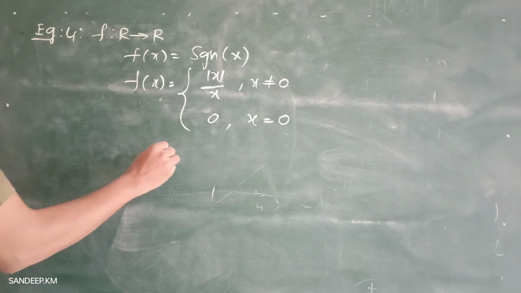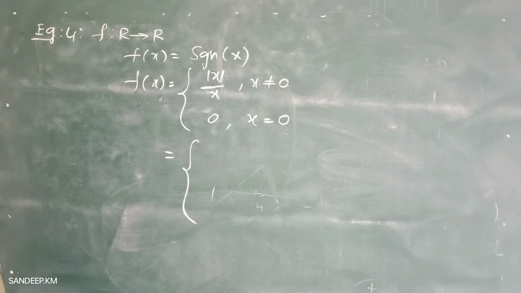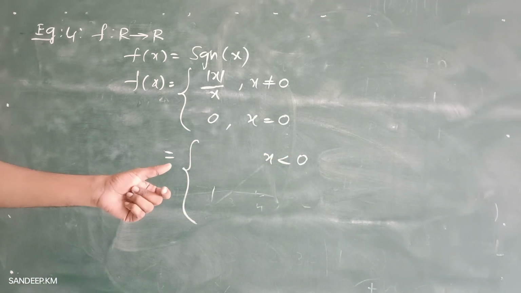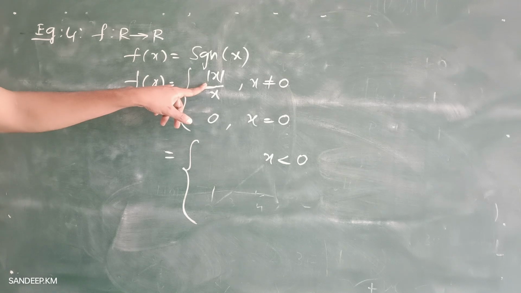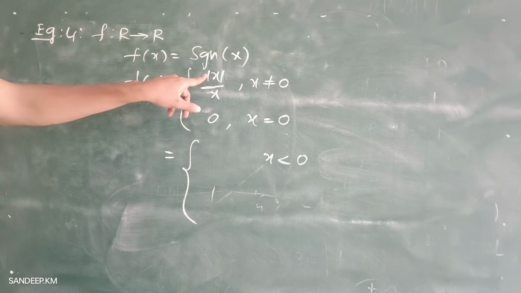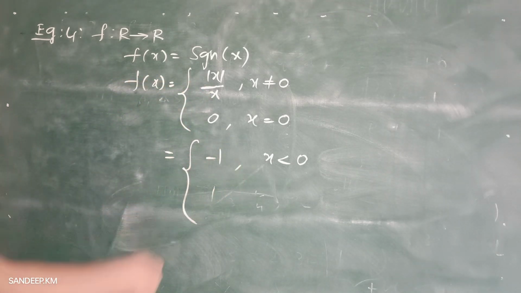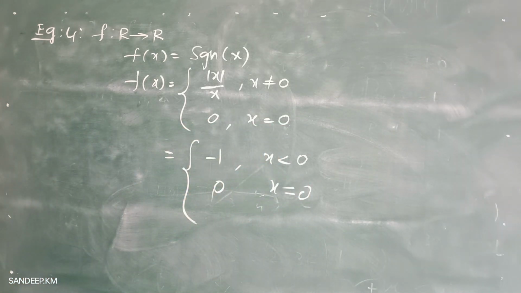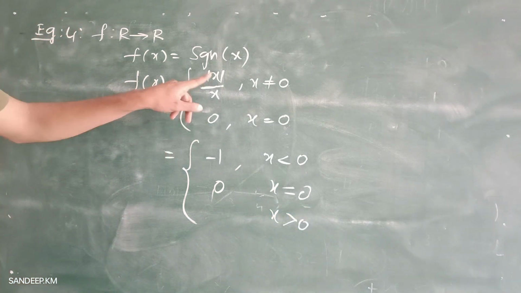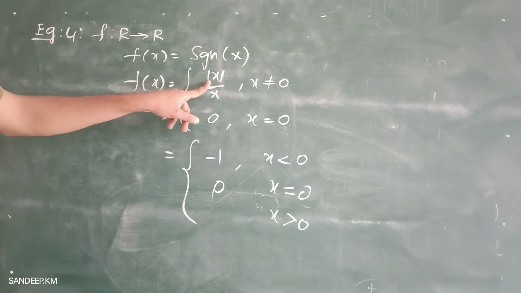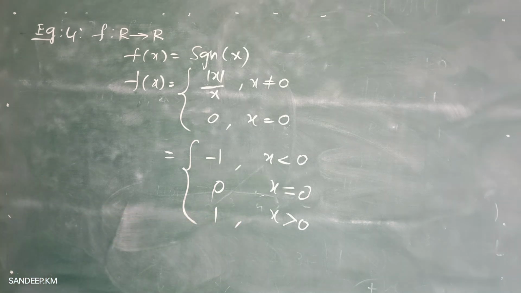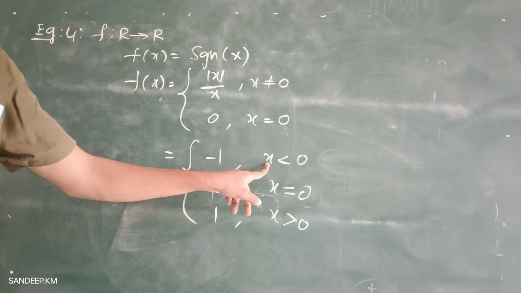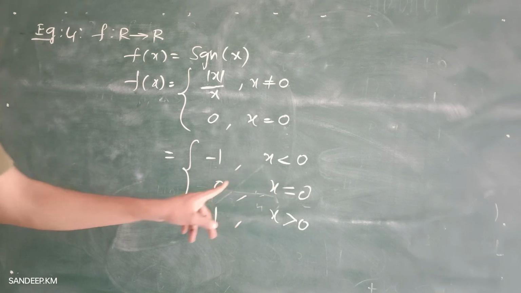If you want to understand it even better, dear students, when x is negative, we all know that mod x is minus x, correct or not? Mod x by x is minus x by x, which is minus 1. And when x is 0, obviously the output is 0. And when x is positive, mod x by x is plus x by x, which is 1. So this is the signum function: f of x is equal to minus 1 if the input is negative, 0 if the input is 0, and 1 if x is positive.